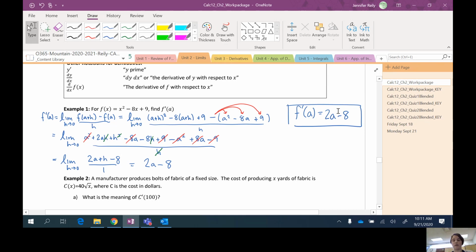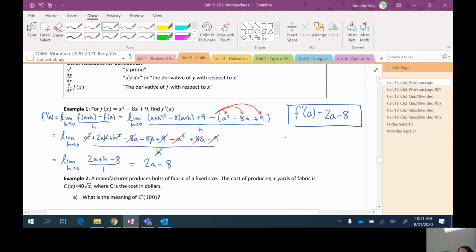So the advantage of finding a little formula like this is that now, let's say I want to know the tangent line at x equals 1. I could plug 1 into the formula and get the slope of the tangent line. So this is a nice way to find it if you're interested in many different slopes.